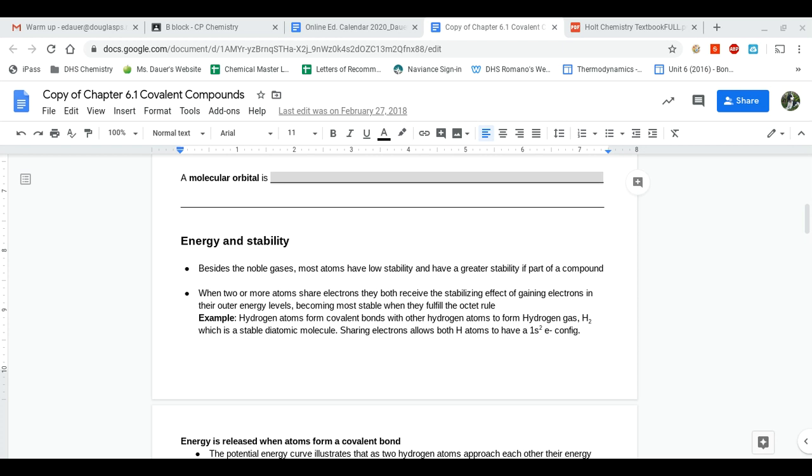So looking at these bullet points here: besides the noble gases, most atoms have low stability and have a greater stability if part of a compound. So we've talked about this. Our lone elements, thinking about our halogens, for example, are super reactive as singular atoms. They really want to form their elemental form. They're super reactive. So too with most things on the periodic table. Besides the noble gases, they want to do this action. They want to form a bond.